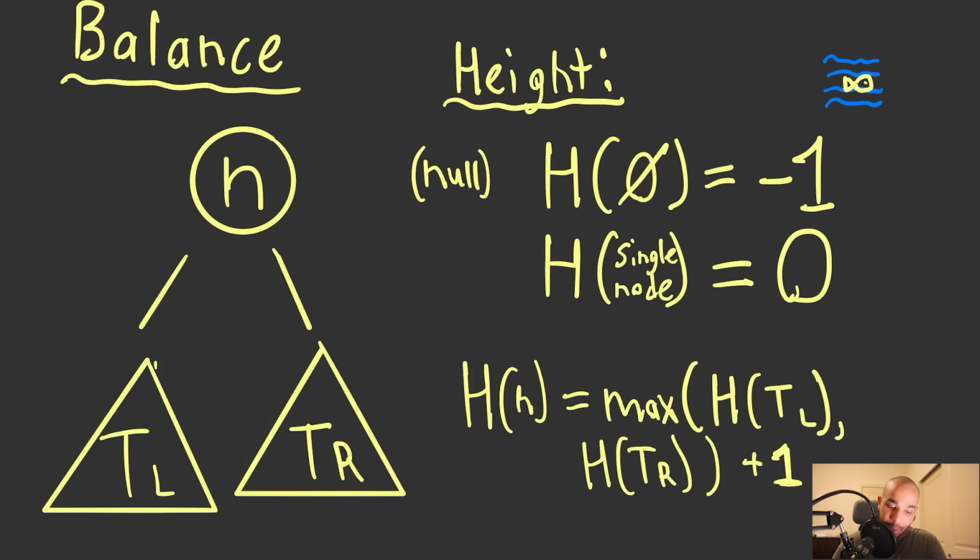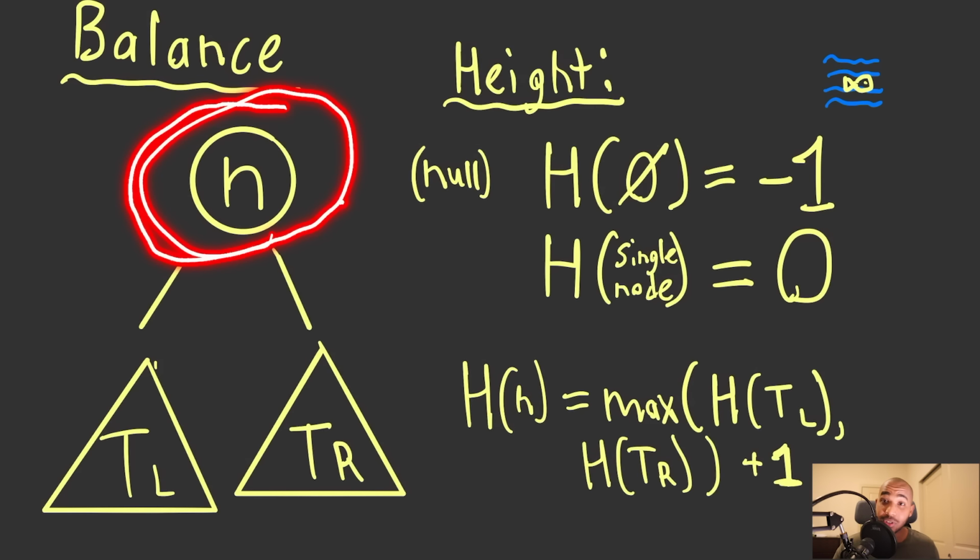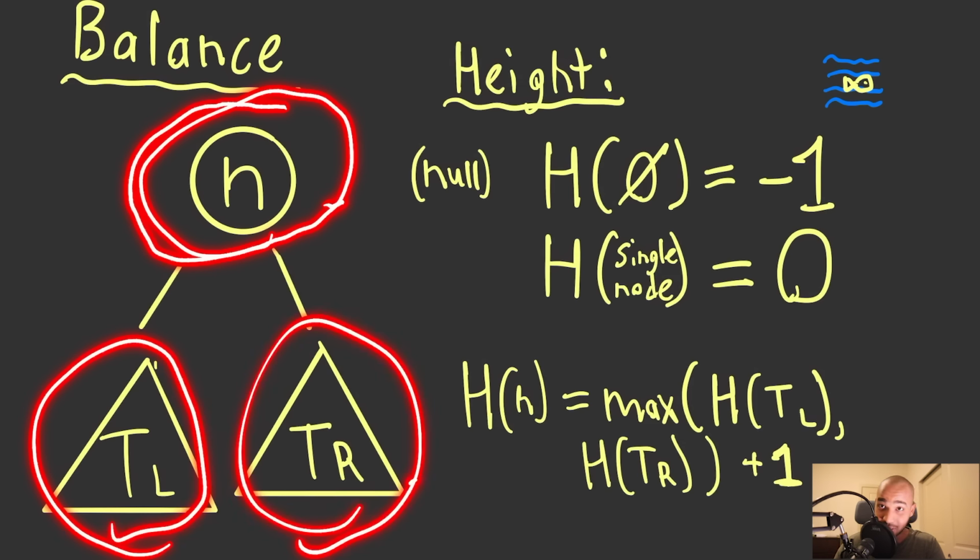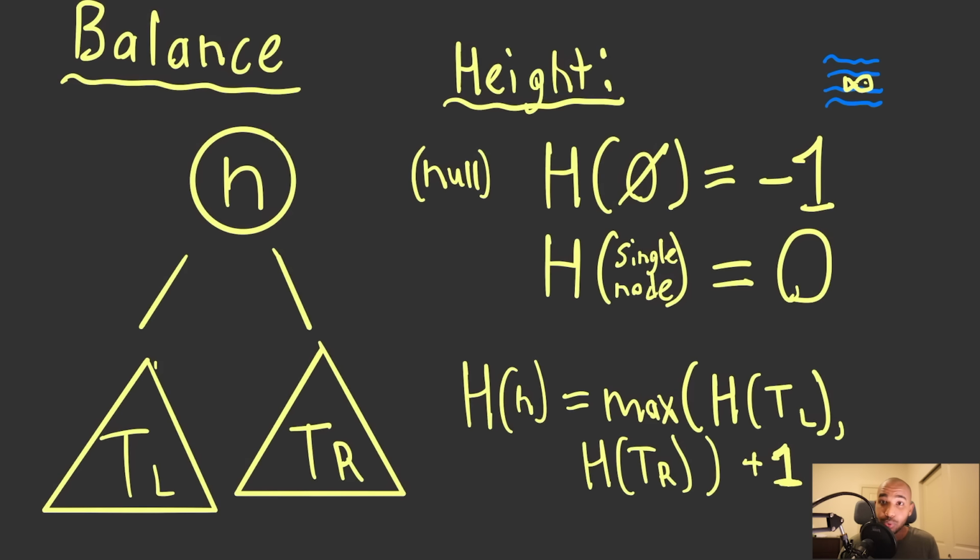So now, balance. Remember, we always talk about trees in a recursive manner. We have this node n, and this node is going to have a left subtree and a right subtree. They're both going to be recursively defined. So every single node roots its own subtree. If we were thinking in terms of a function, we would have that node as a parameter to the function and do something with the left and right subtrees.